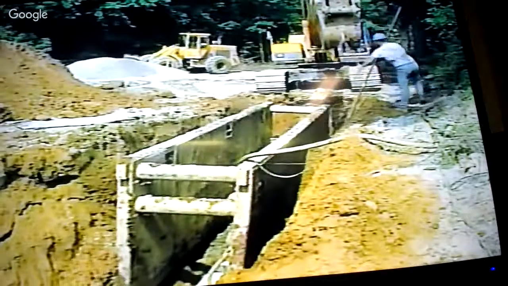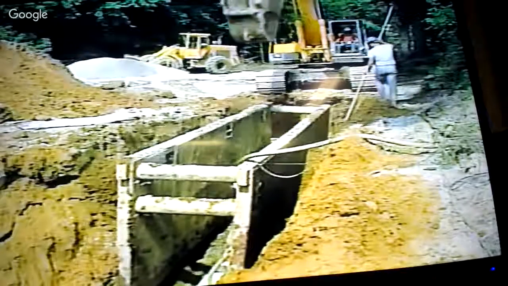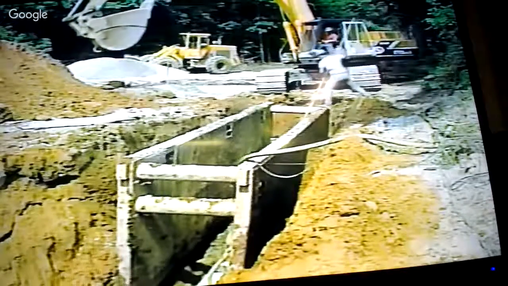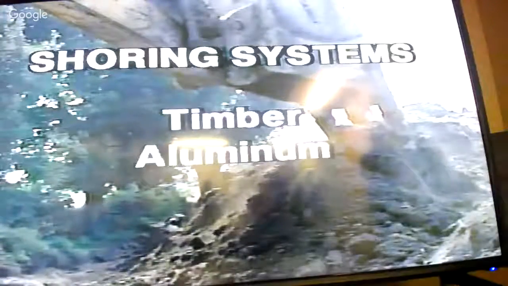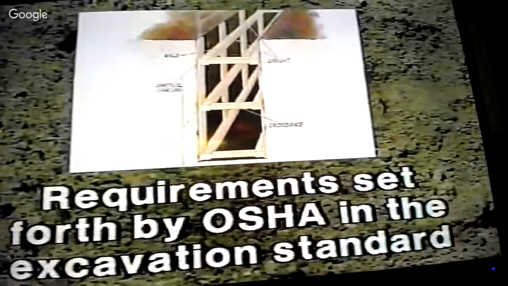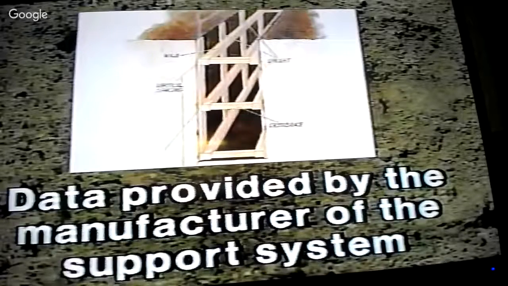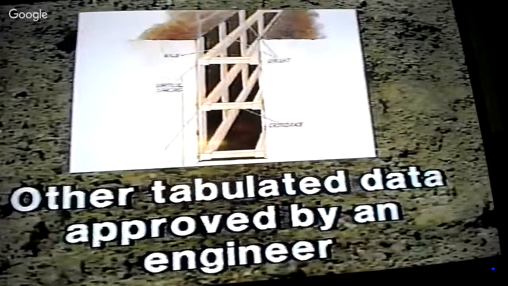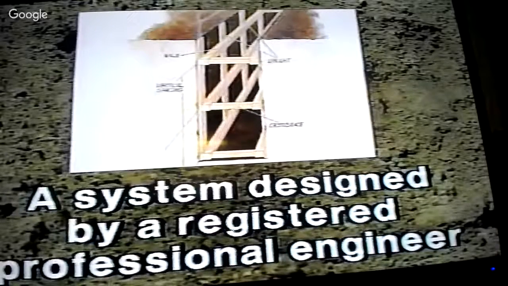Although not commonly used today, another type of protective system is shoring. Shoring is defined as a structure that supports the sides of an excavation and is designed to prevent cave-ins. A shoring system can either be made of timber, aluminum, or other suitable material. Designs for timber shoring fall into one of four methods: requirements set forth by OSHA in the excavation standard, data provided by the manufacturer of the support system, other tabulated data approved by an engineer, or a system designed by a registered professional engineer.